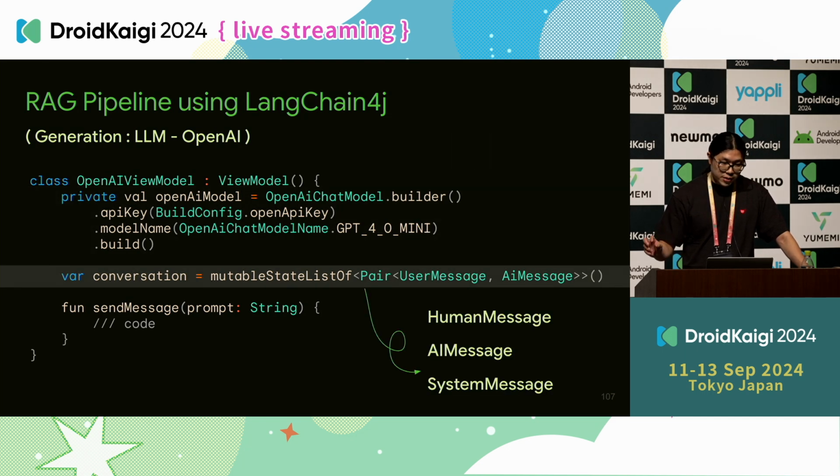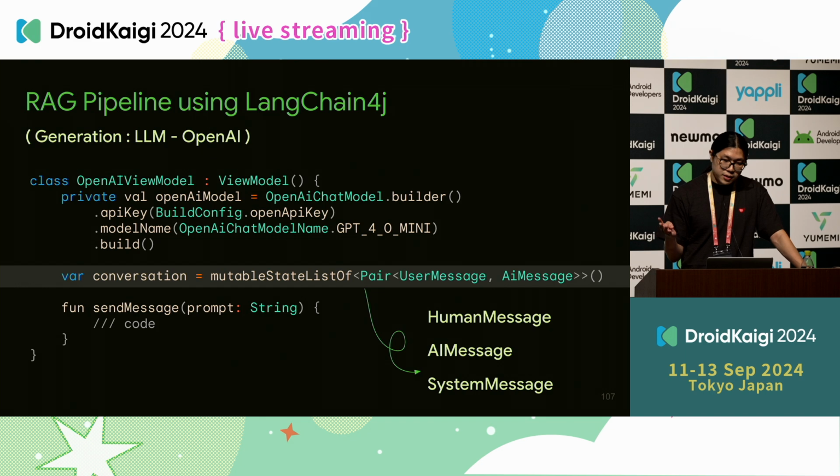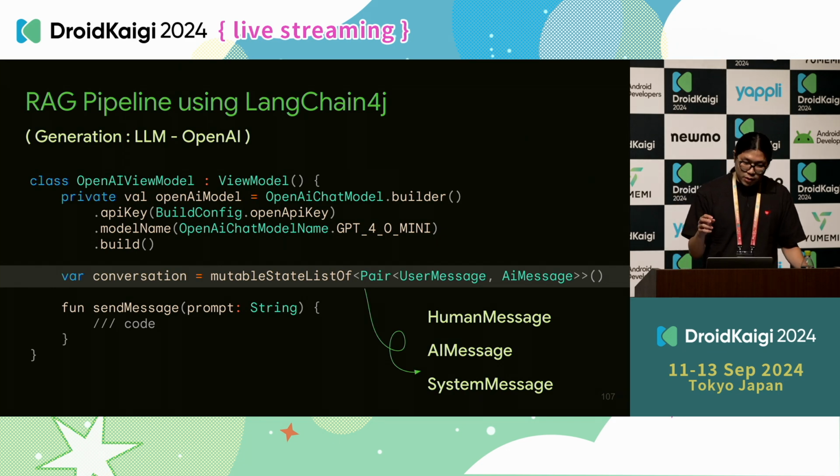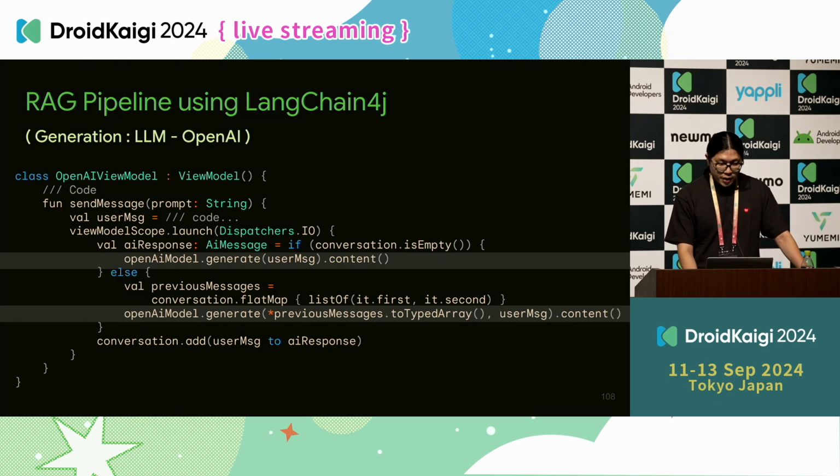I declared a state variable inside the view model to store the conversation state for multi-turn conversation. In LangChain4j, the message type name is a little bit different. In LangChain, it's called human message, while in LangChain4j, it's called user message. User message, AI message, system message. You call the API through the generate method and get a response. It's very simple.